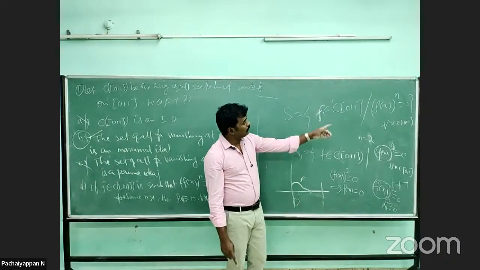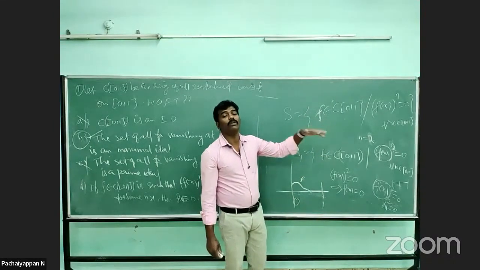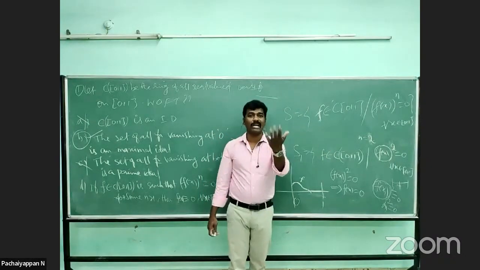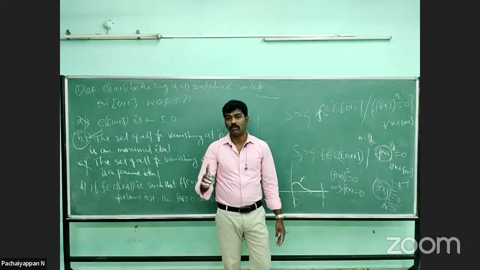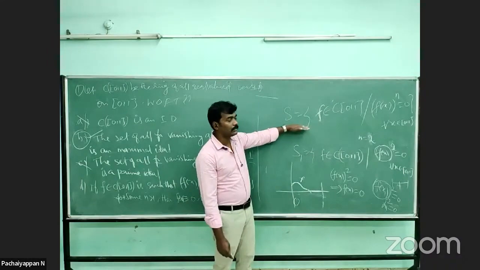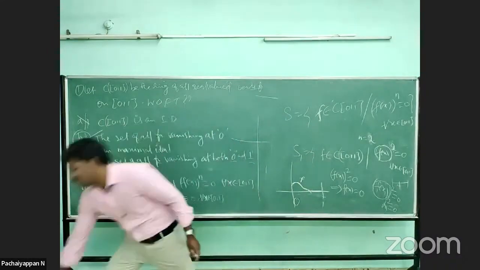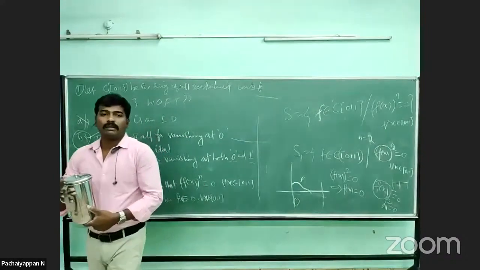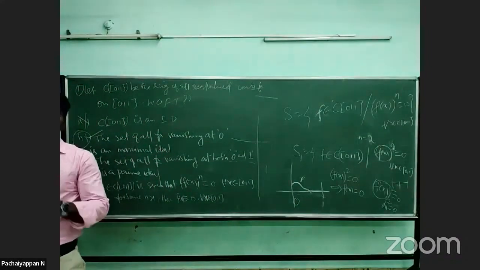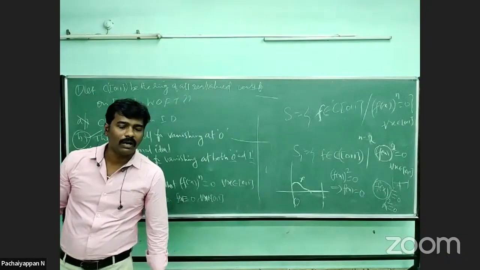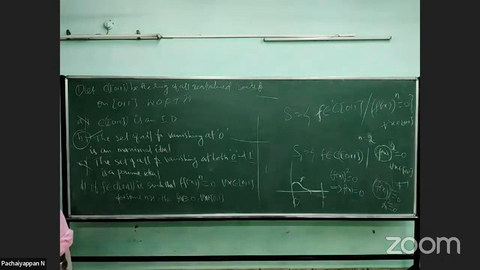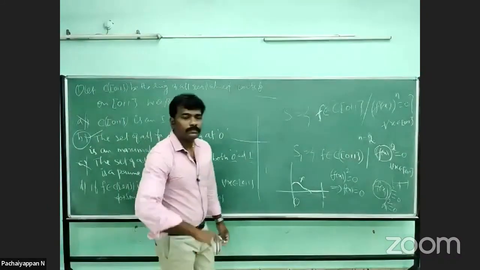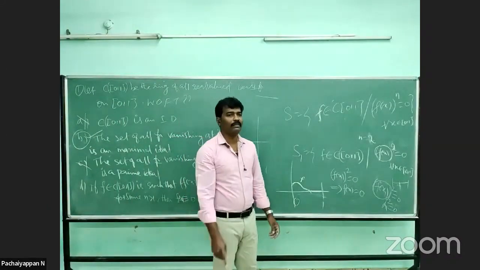The question: when n equals 2, when n equals 5, when n equals n, what is your conclusion? How many elements are there? For any n strictly greater than 1, how many elements are there in the set? Please come on. Only one. Good. Very good. Only one element is there.